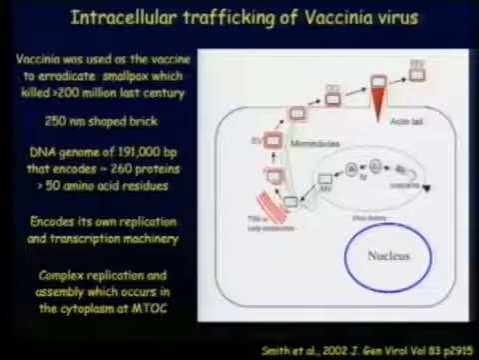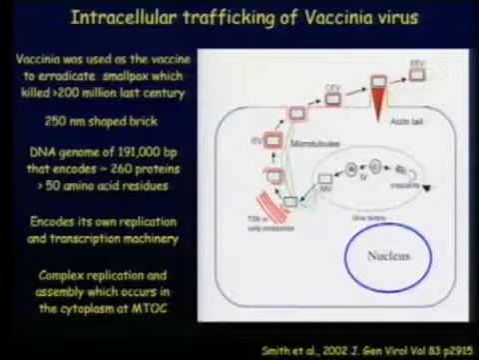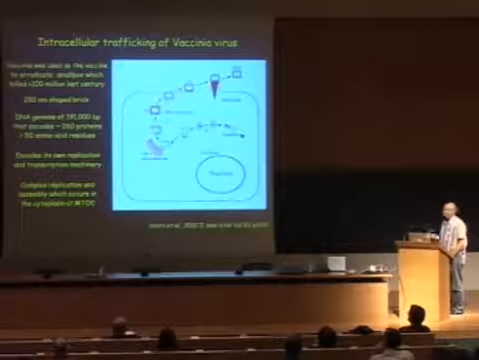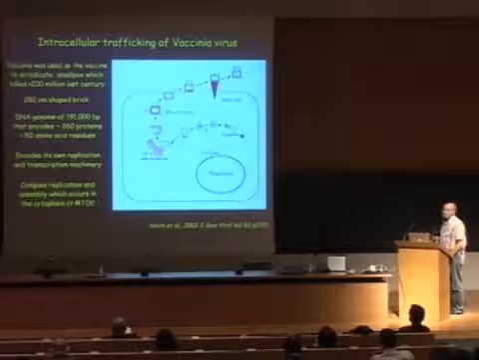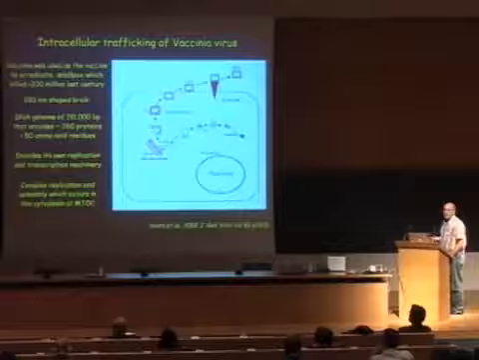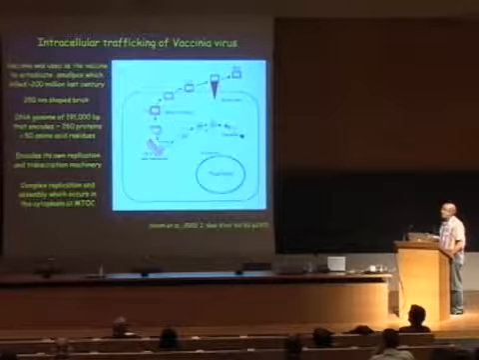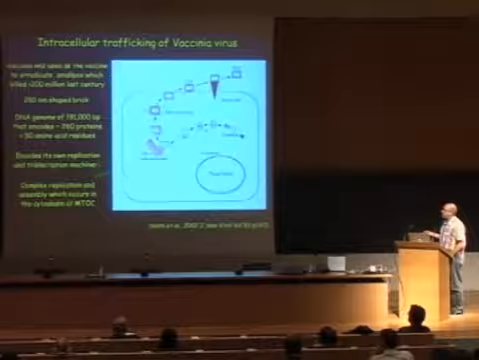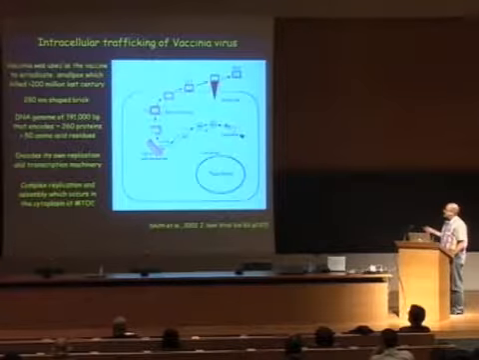Well, for the older people in the audience, it was the vaccine we were given to protect us against smallpox, which killed about 200 million people the last century. This is why George Bush is worried about bioterrorism with smallpox. It's a very large virus, encodes a large number of proteins. We only know the functional localization of about half of them, and the virus undergoes a very complex replication and morphogenesis actually at the microtubule organizing center of an infected cell in the cytoplasm, and it actually encodes much of its own replication and transcriptional machinery, and it assembles several different forms of the virus.